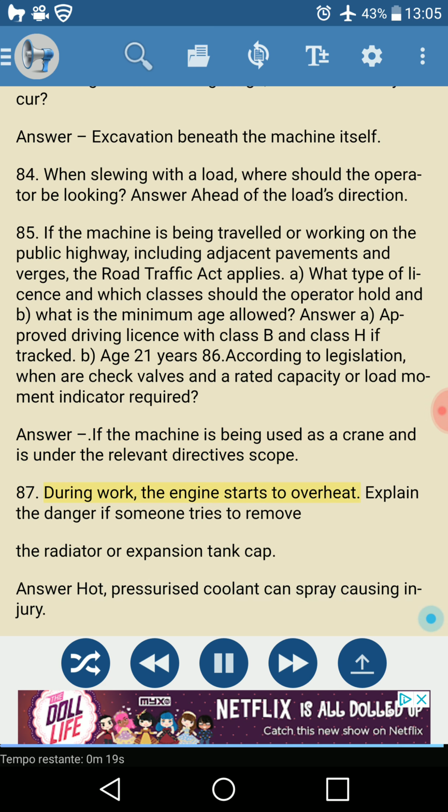87. During work, the engine starts to overheat. Explain the danger if someone tries to remove the radiator or expansion tank cap. Answer. Hot pressurized coolant can spray, causing injury.